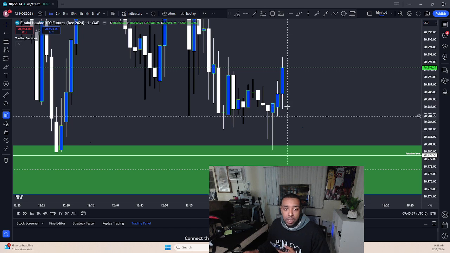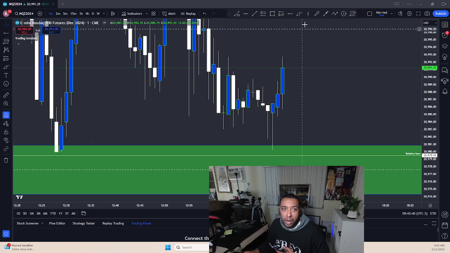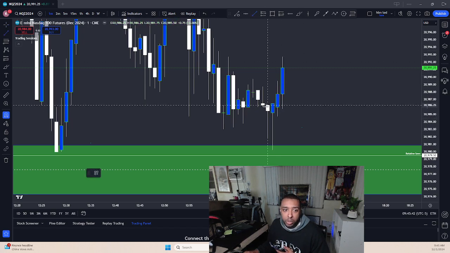So we got a good displacement, right? We got a bounce, displaced up higher. We took this little swing high right here. So look at the order block it just created. We have 3 down close candles.